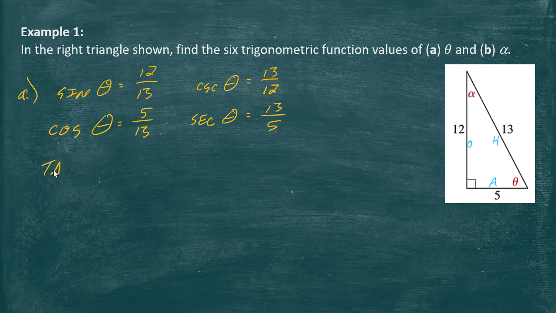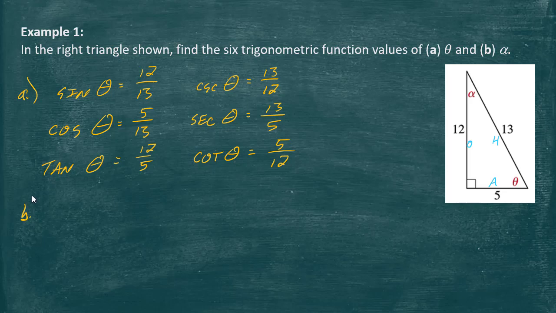And then the last one, let's do tangent of theta. So TOA, that would be the opposite over the adjacent, so that would be the 12/5 ratio from our triangle. So its reciprocal function, cotangent, must be 5/12.